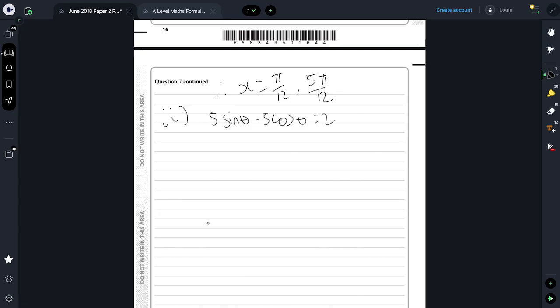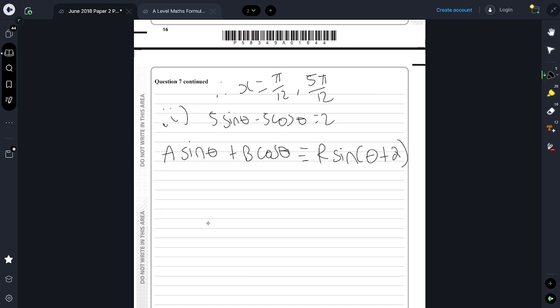There's one way that immediately jumps out to me, and that is the harmonic form. I'm not sure they expect you to know this off the bat without some guidance. But you can express any combination of sine and cosine like this in the form r sine or cos, doesn't really matter, theta plus alpha. That is harmonic form. And that's exactly what we've got here. A is 5 and B is minus 5.